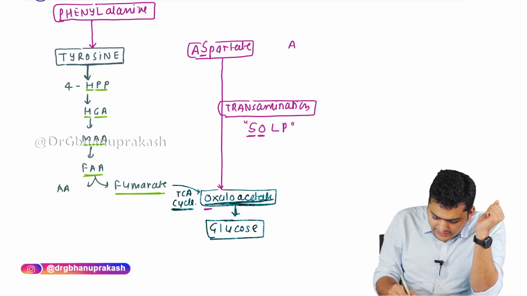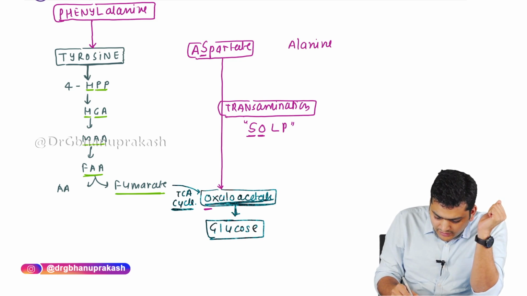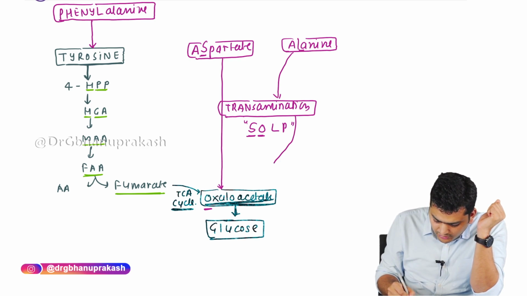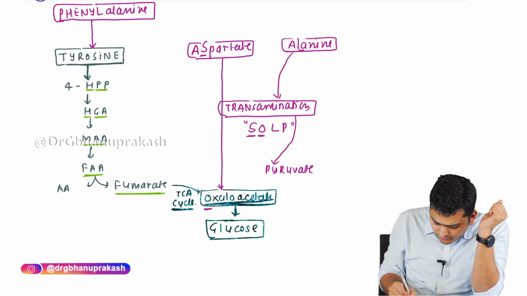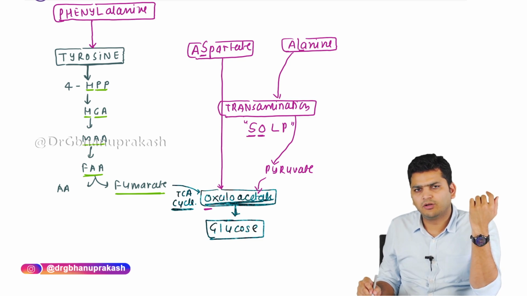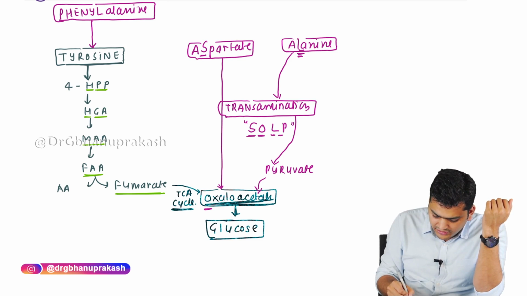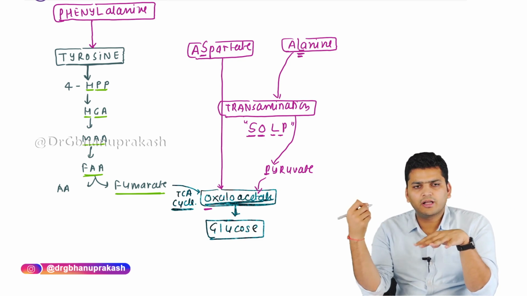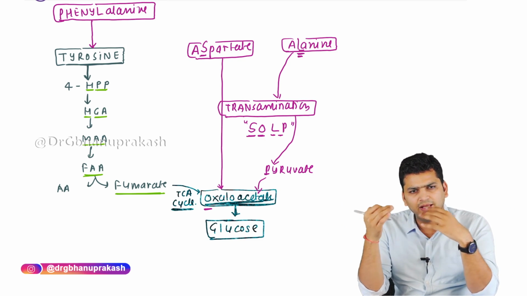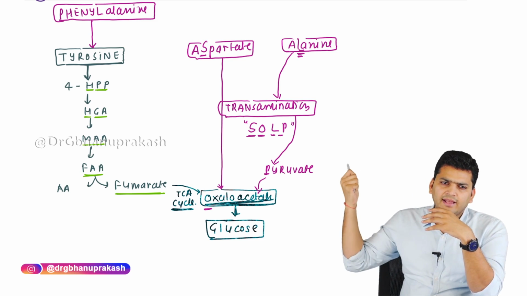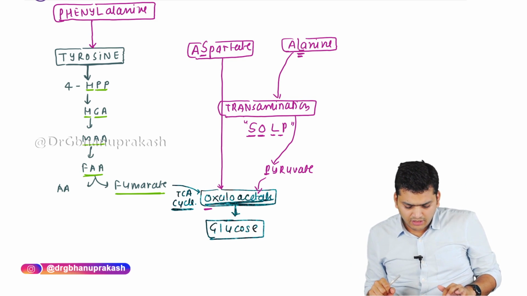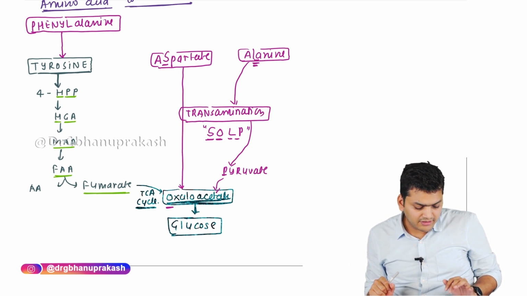In the same way, let's say there is one more amino acid, alanine, and from alanine I want to make glucose. Yes, it is possible. You will do the transamination, you will get the pyruvate, and from pyruvate we know we can convert into oxaloacetate and we can make glucose. The mnemonic was LP. L stands for alanine and P stands for pyruvate. So the mnemonic for transamination that we used was SOLP. S aspartate, O is oxaloacetate, L is alanine and P is pyruvate. This is how we can make glucose from the various amino acids.